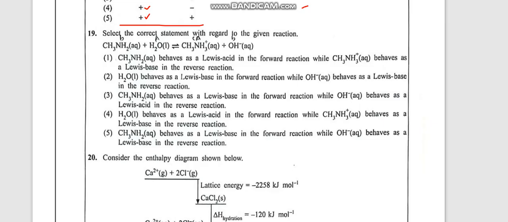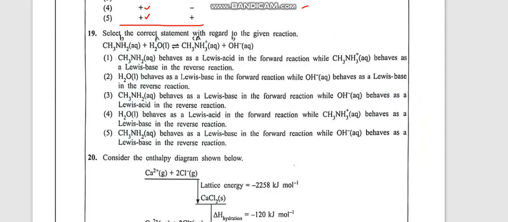Now water we don't take, whether it is behaving as a Lewis base or Lewis acid. Then let's see the third option, CH3NH2 behaves as a Lewis base in the forward reaction, while OH minus is behaving as a Lewis acid in the reverse reaction. In the reverse reaction, OH minus is gaining an H plus and becoming water, right? So that is also behaving as a Lewis base.